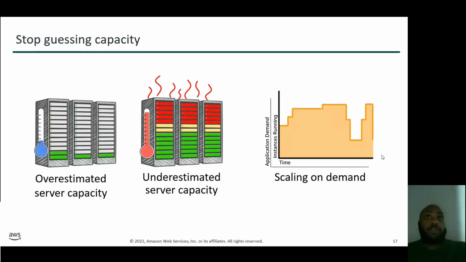So we scale our services as the demand goes by. Once we have more people coming in, we have more servers. Once people go away, we stop using those servers again.